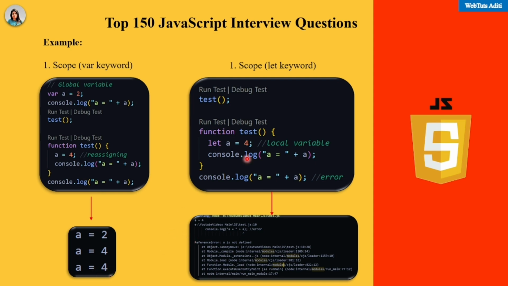Okay. Now in case of the let keyword, you can see it is block scope. So what it means is I have declared this a variable inside this function. So this is a block, right? So this a has a lifetime till the execution of this function. Outside that, it is not available. So that is why when I try to console log the a value, it is giving me an error. You can see over here, this is the output.